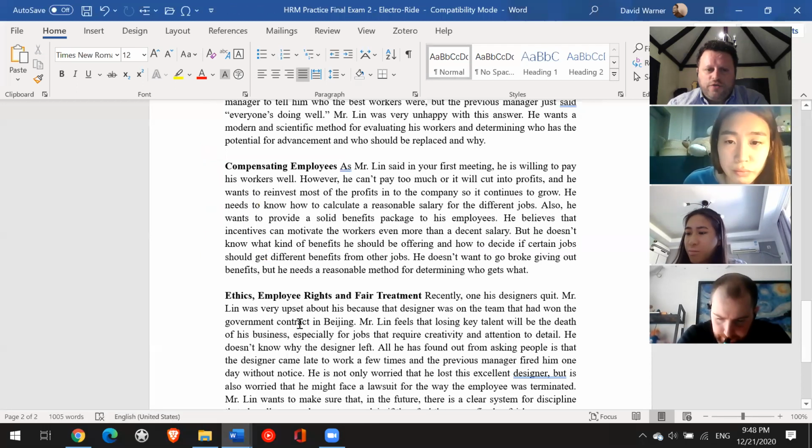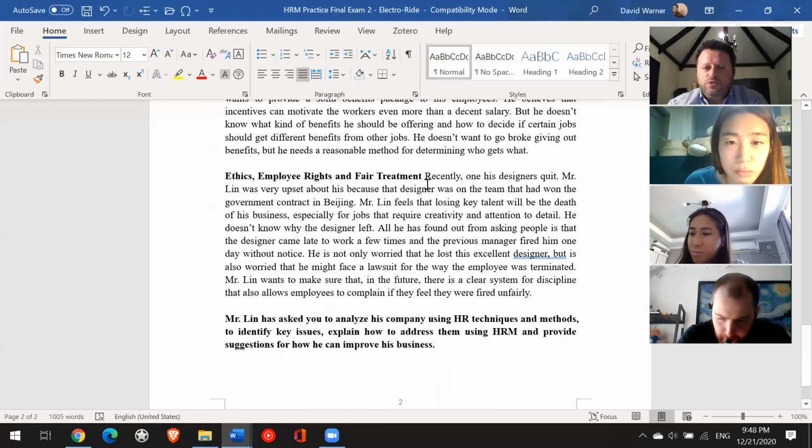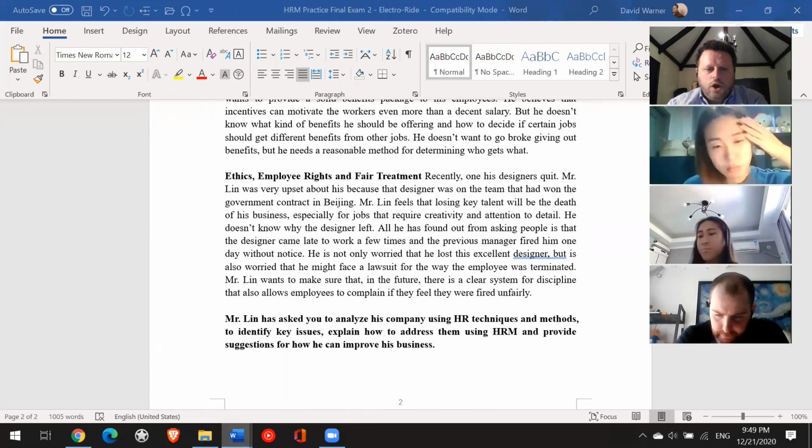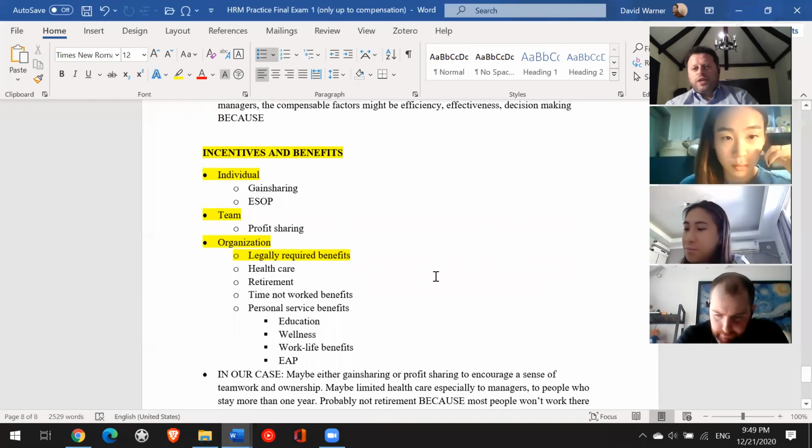And the last part of this, which is ethics and employee rights, don't worry about that because we didn't do it. So that will not be on the final exam. Okay, so now that covers everything.